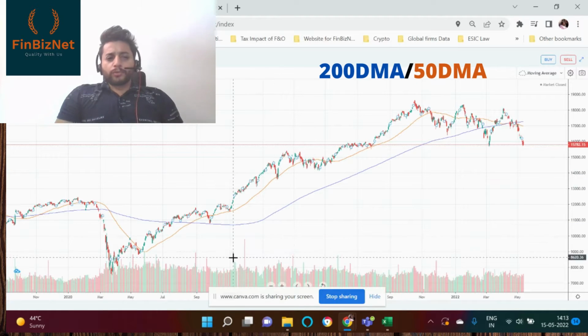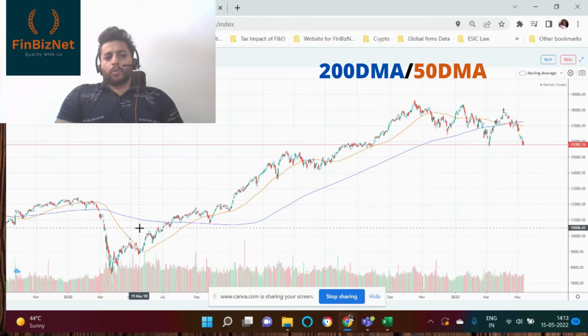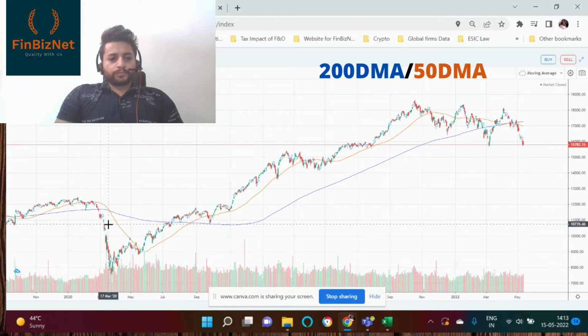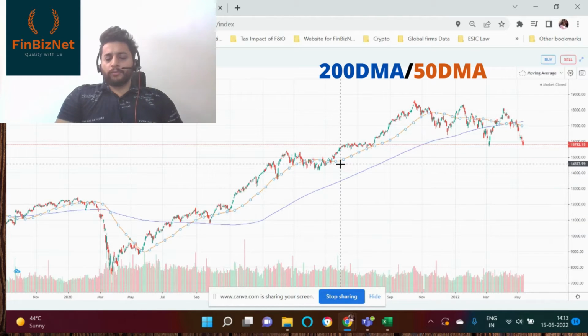So let's start from something just before the COVID level, right? Just to have an idea of how the 50 DMA and 200 DMA work. If you look at this red line, which is now a dotted line, it is the 50 DMA line, because it moves faster than the 200 DMA. However, this blue line is the 200 DMA line. I think you all must be aware of how to bring the 50 DMA and 200 DMA onto your chart, so I'm not discussing that right now.